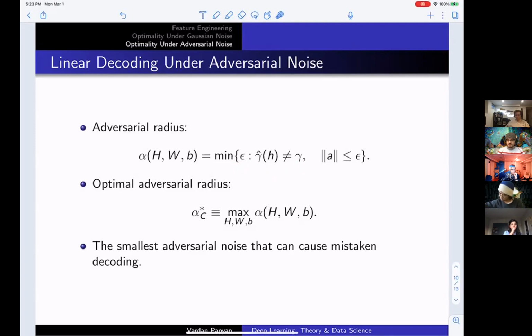So you would like to maximize the epsilon that would cause a misclassification, right? This quantity is basically robustness, because alpha measures what is the minimal epsilon that would create a misclassification, right? And what you would like to do is increase that epsilon as much as possible. Does this make sense?